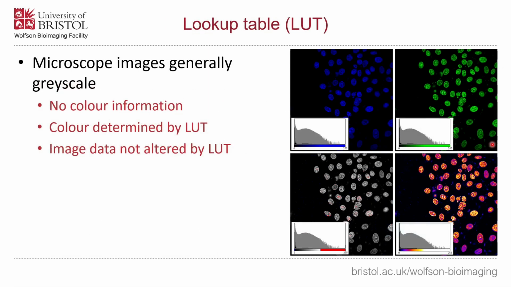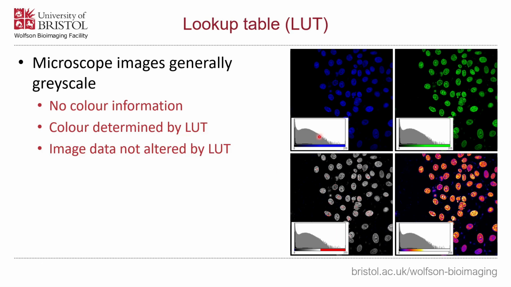As Dom mentioned in the first video, images generally are just grayscale, so it's just a single channel with different intensity values between 0 and, say, 255. However, you might know that that particular channel was a DAPI stain, so that it should look blue, or it was a green stain, in which case you can change the lookup table. So this is simply the way that ImageJ is displaying that grayscale information to the screen.